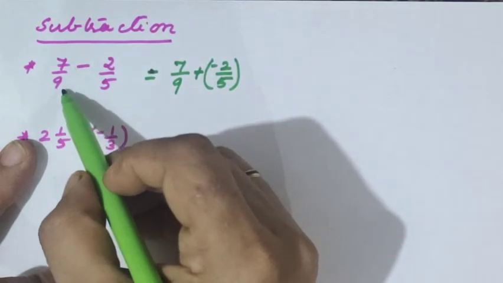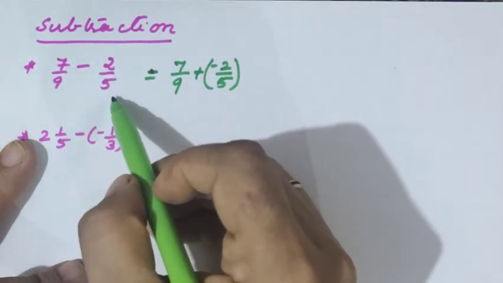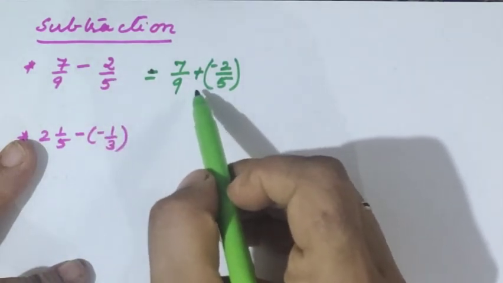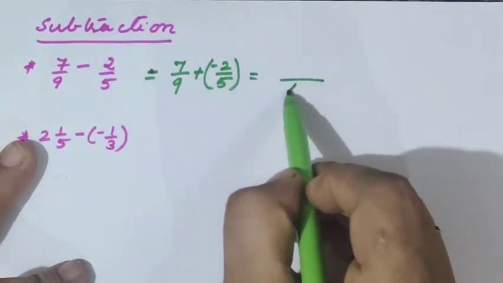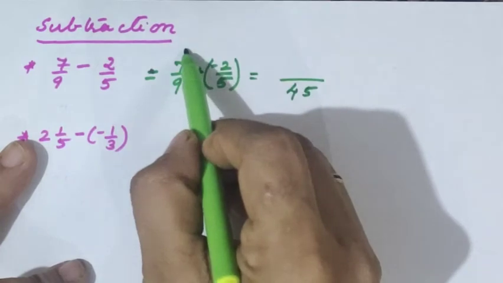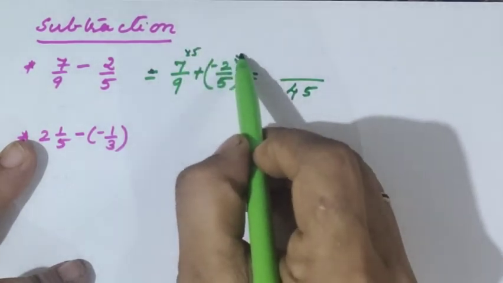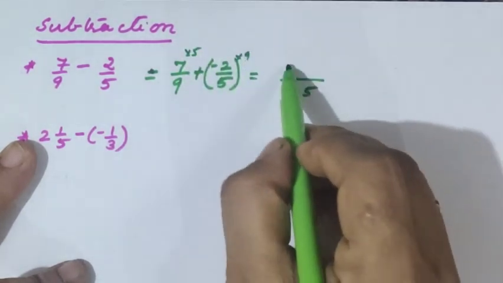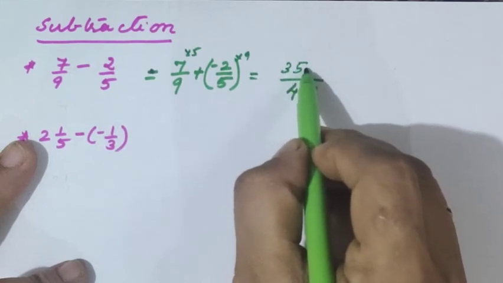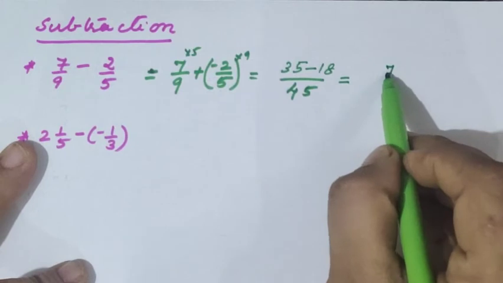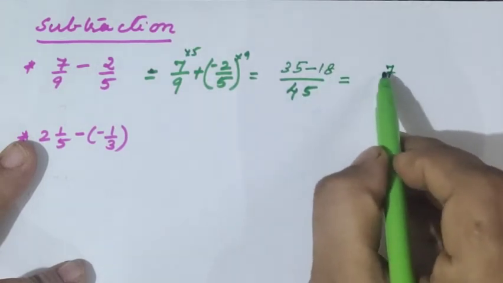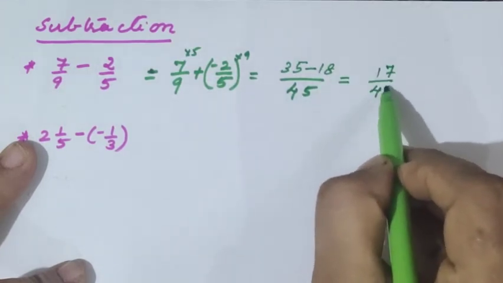Subtraction, the question is 7 by 9 minus 2 by 5. What can we write? 7 by 9 plus minus 2 by 5. Now the LCM is 45, that is 9 into 5. Here we multiply with 5, and here we multiply with 9. So 7 fives are 35 minus 18. What is the answer we will get? 17 by 45 we are getting.